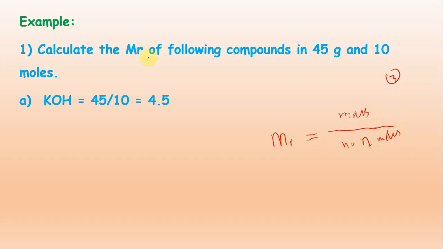So the question is: calculate the MR of the following compound given 45 grams and 10 moles. So 45 is the mass which we have written here, 10 is the number of moles. When you divide, you will get 4.5, which will be the MR of that compound. So this is the way to find the MR of the compound, formula number 3. So these are the questions related to the moles.